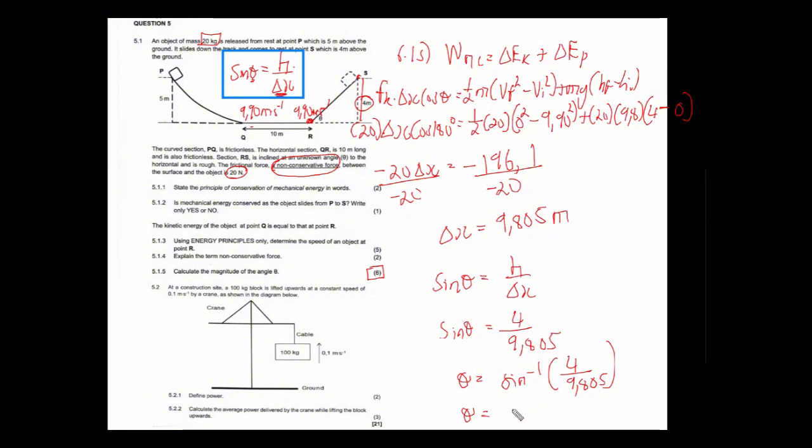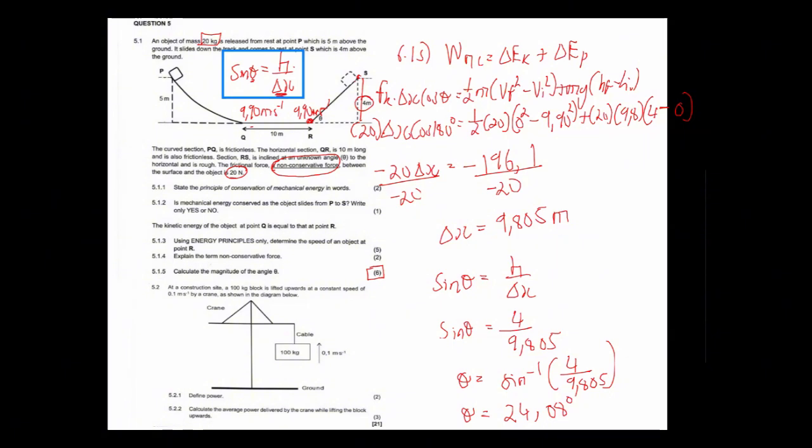And then this is going to give us what? Our theta will be 24.08 degrees, right? And then that's basically how you were supposed to calculate all of that. Very nice question, very interesting.